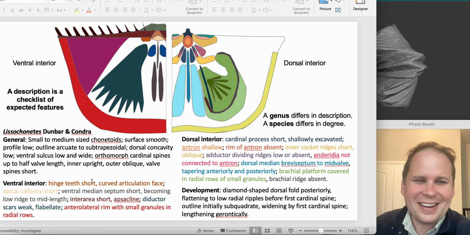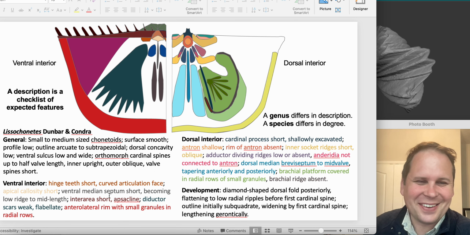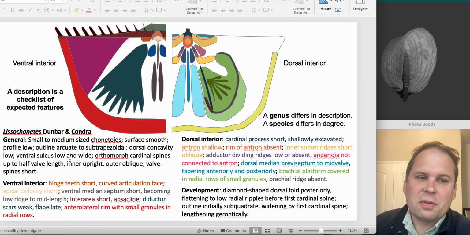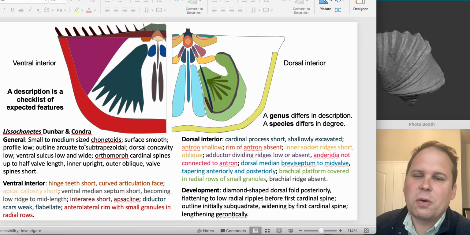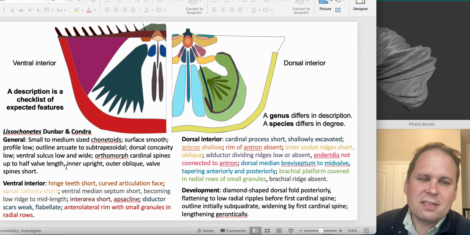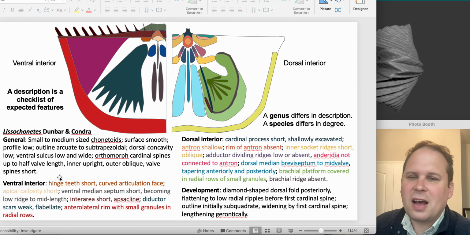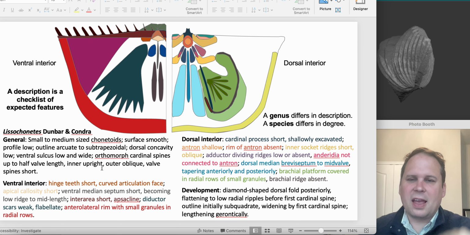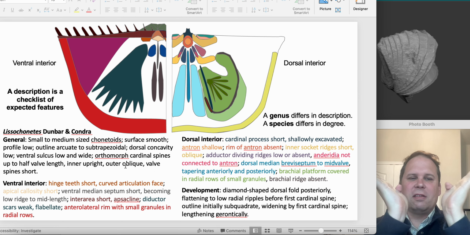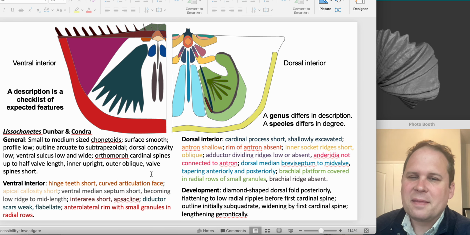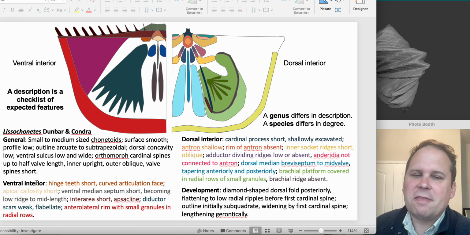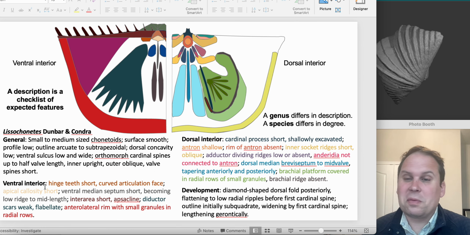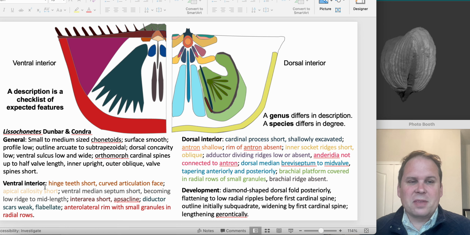All right. We're doing great? Okay. So this semicolon says we're going to be talking about the cardinal spines in this section. And so they're orthomorph cardinal spines. We could say cardinal spines, comma, orthomorph, comma, up to half the valve length, so that's the length of the spines, is a separate character, comma, the inner spines are upright, so pointing perpendicular to the hinge. The outer ones are oblique. Oblique means tilted away from the hinge. And the spines on the valve, like the middle of the shell part, are very short and hollow. And yeah, that's true. So we've covered all the spines in one little section.